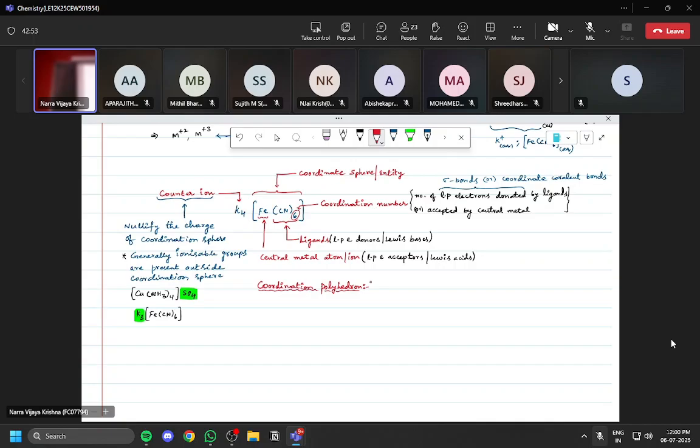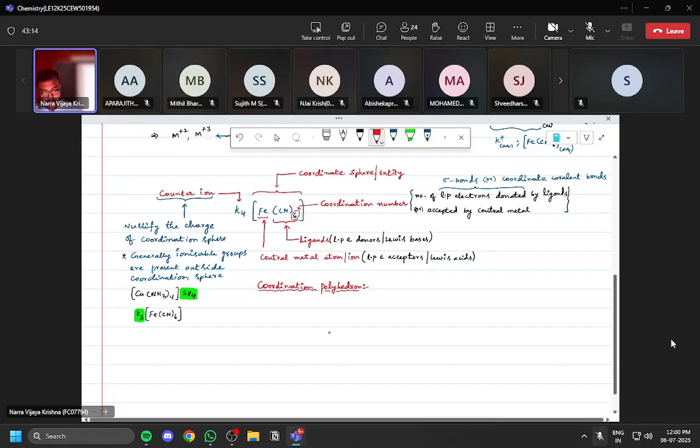What does coordination polyhedron mean? Based upon the number of coordinate covalent bonds, or the number of ligands, we will decide the geometry. If there are only 4 ligands surrounding it, square planar, or maybe tetrahedral. 5, trigonal bipyramidal or square pyramidal. 6, octahedral, as such.